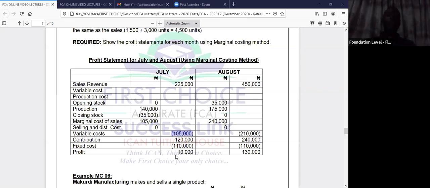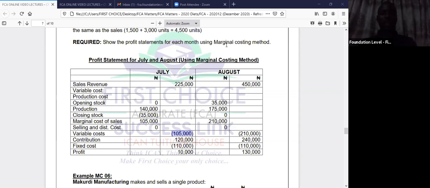We said closing stock reduces our costs. And when it reduces our costs, it increases our profits. What is the take home from it? The higher your closing stock, the higher your profits. The higher your closing stock, the higher your profit.